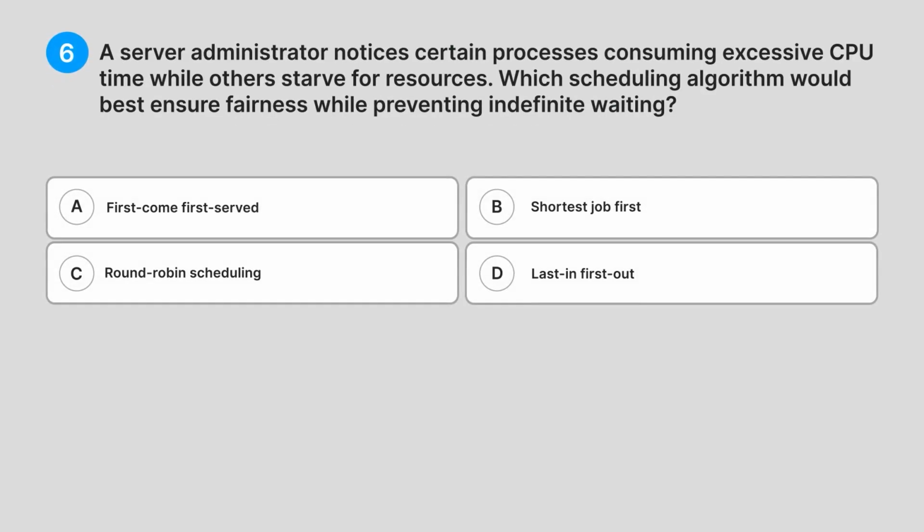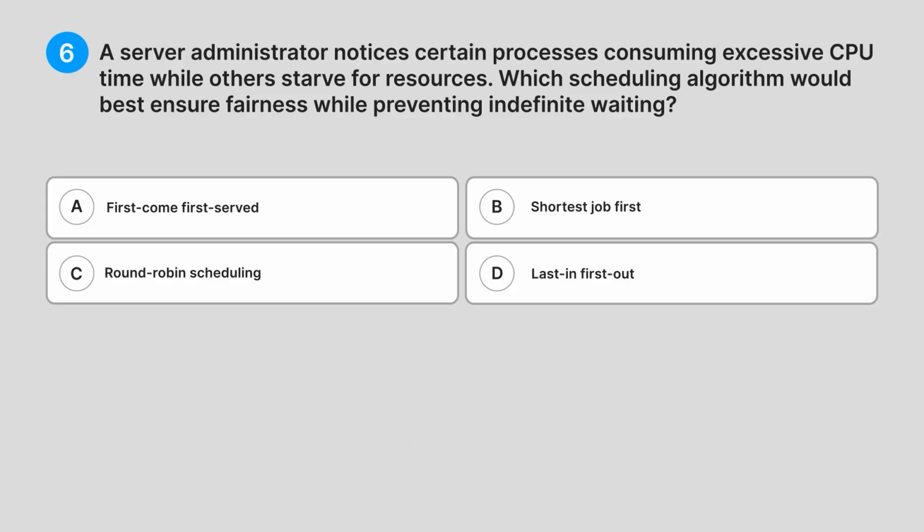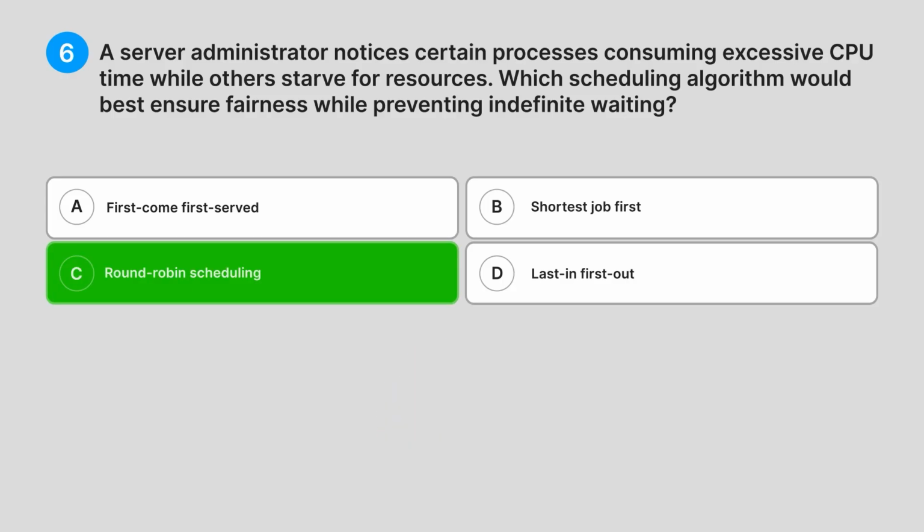6. A server administrator notices certain processes consuming excessive CPU time, while others starve for resources. Which scheduling algorithm would best ensure fairness while preventing indefinite waiting? A. First come, first served. B. Shortest job first. C. Round-robin scheduling. D. Last in, first out. Do you know the answer? Correct answer, C. Round-robin scheduling.